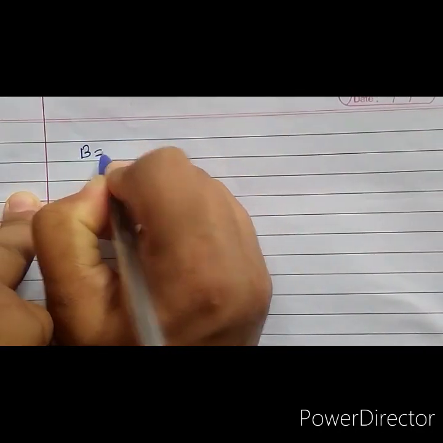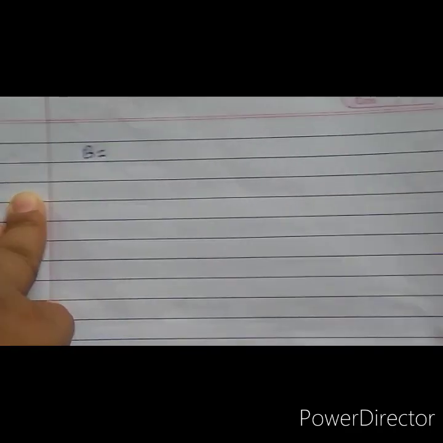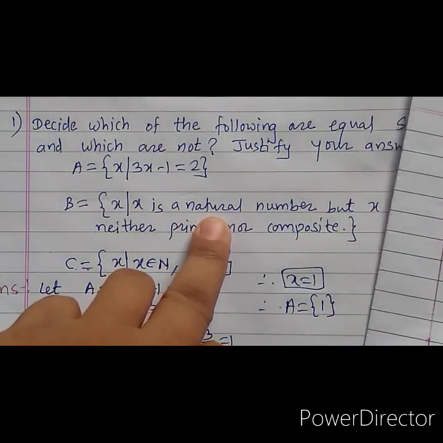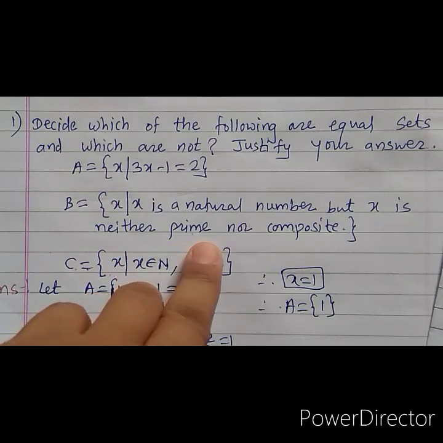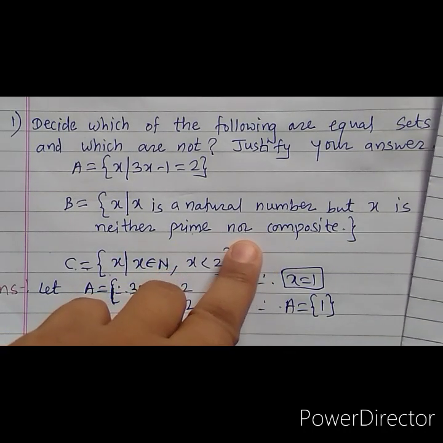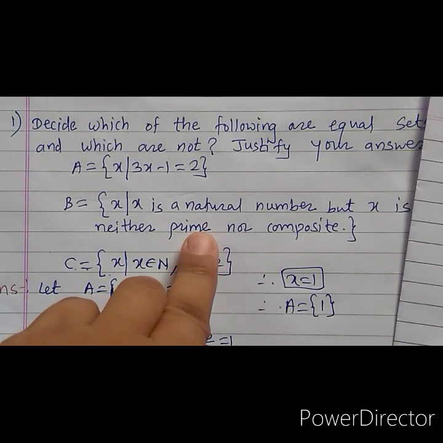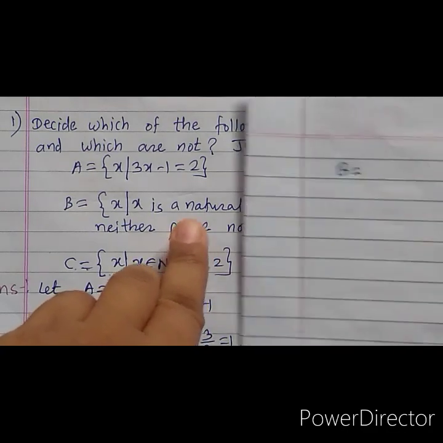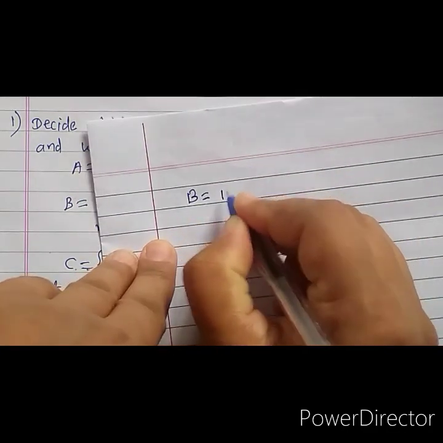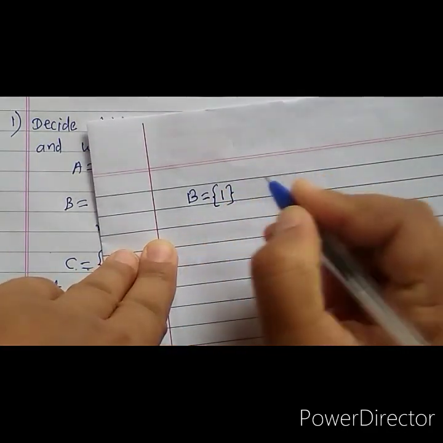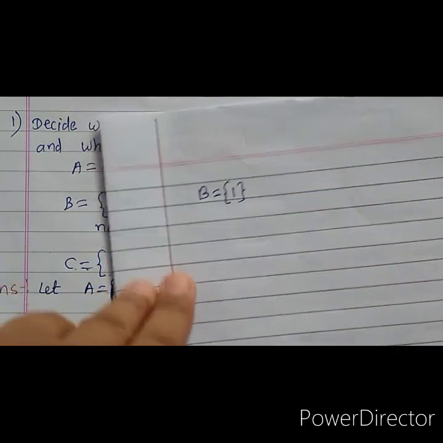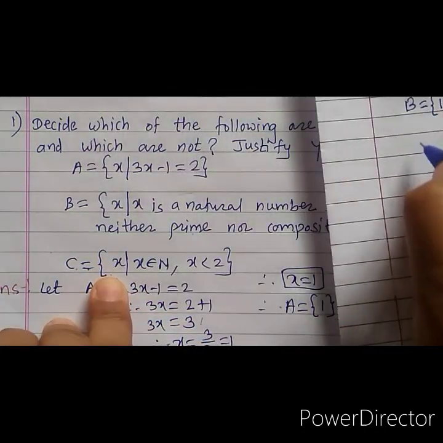Set B is equal to, in set B, x is a natural number but x is neither prime nor composite. It means that there is only one number, that is 1, and 1 is neither prime nor composite. So we got set B is equal to 1. Let us see set C.